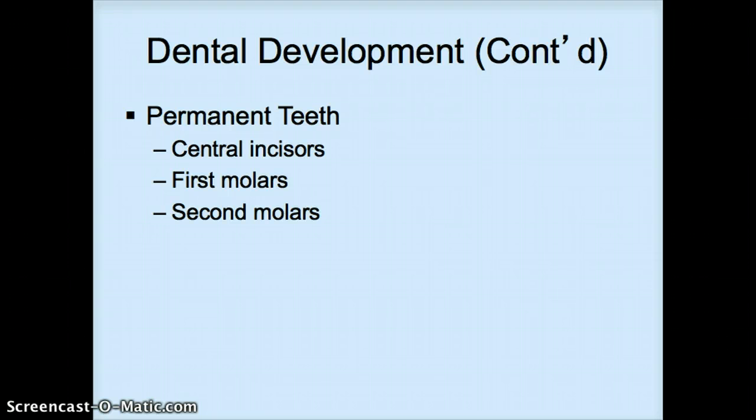As our permanent teeth come in, our permanent central incisors emerge first, followed by the lateral incisors. Then the first molars typically emerge at the same time as the cuspids, which is between 15 and 20 months of age. And the second molars emerge at the time of a child's second birthday.